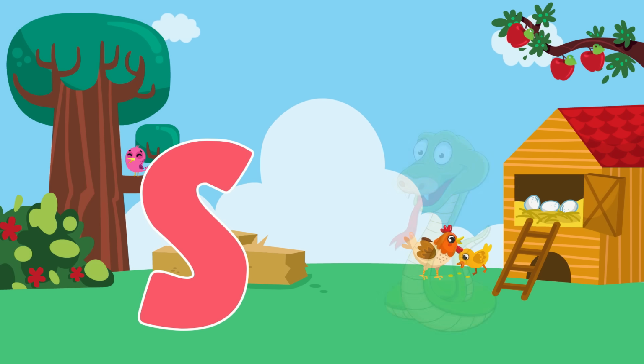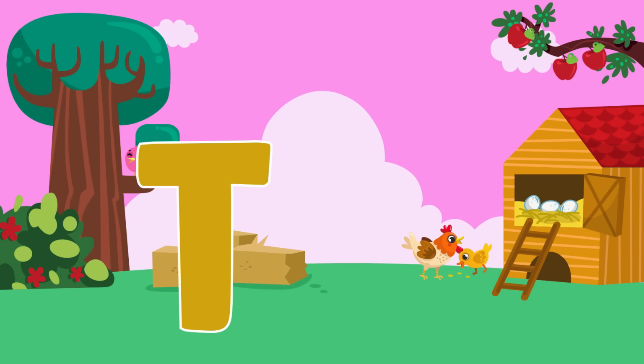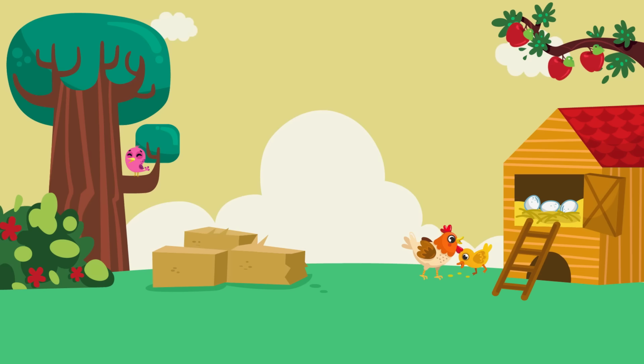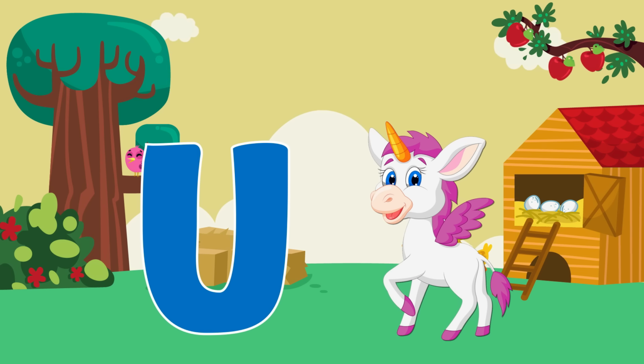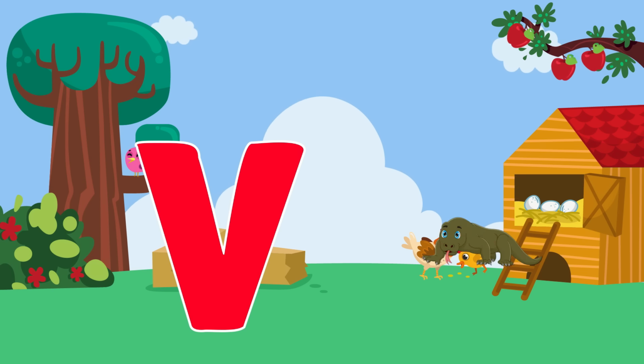S, s, snake. Snake. T is for tiger. T, t, tiger. T, tiger. U is for unicorn. U, u, unicorn. U, unicorn. V is for varanus.